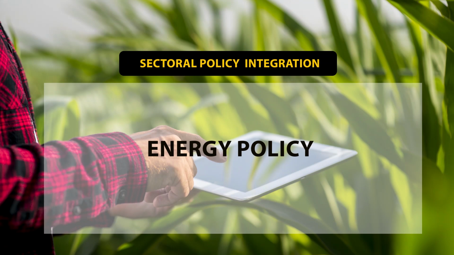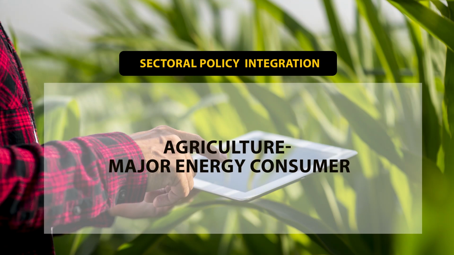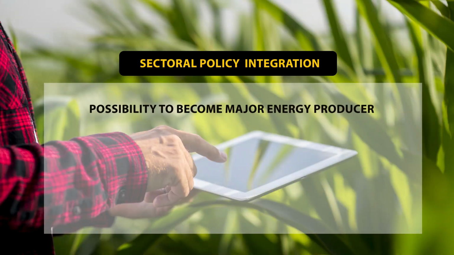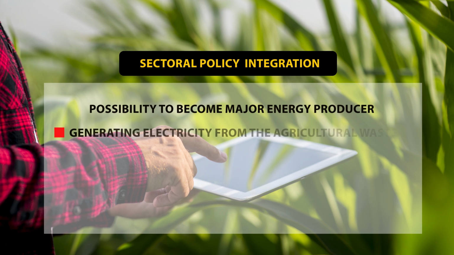Here you can see one example of why intersectoral policy integration is required. In case of energy policy, agriculture is a major energy consumer. We need energy for the farmer, we need energy for the transportation of produce from the farm field to the consumer level, and then we need electricity. So, agriculture is a major energy consumer, and the agriculture sector also has a possibility to become a major energy producer. Why? It can generate electricity from agriculture waste. This is another opportunity for the agriculture sector.